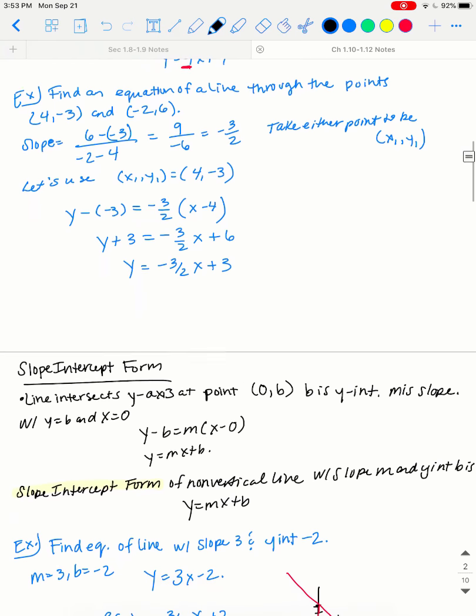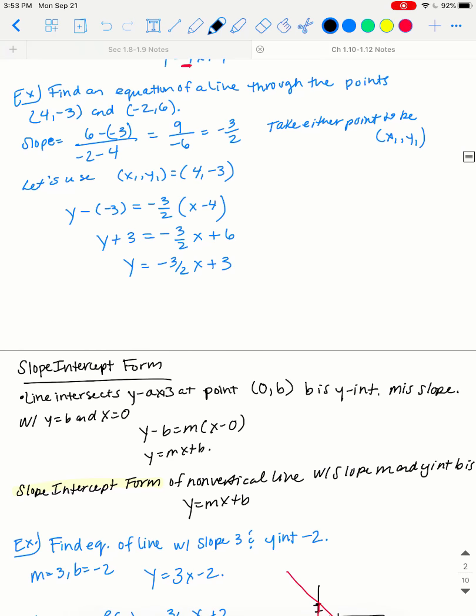Now we're going to find an equation of a line through the points 4, -3, and -2, 6. So first, we're gonna use point slope form. But we need to find our slope. That's something that we don't have that we had in the last question. So we solve for our slope.